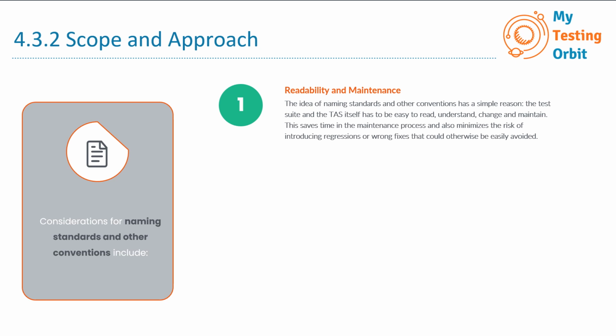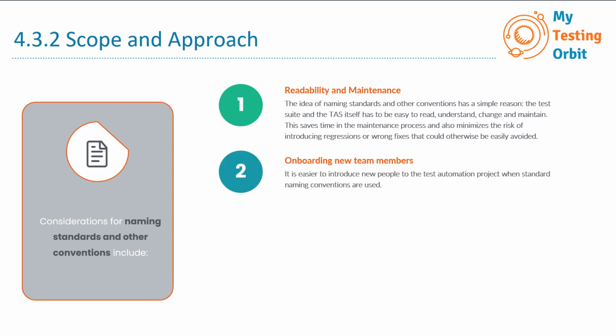So think of your TAS as a massive library of test cases and scripts. Naming standards and conventions here are like having clear, well-organized labels on each book in the library. These labels make it easy for your test automation team to find, understand, and work with various test scripts. It's like ensuring that every book in the library has a title, author, and table of contents so readers can quickly grasp the content. This readability and organization saves time in maintaining and debugging test scripts and reduces the risk of introducing errors.